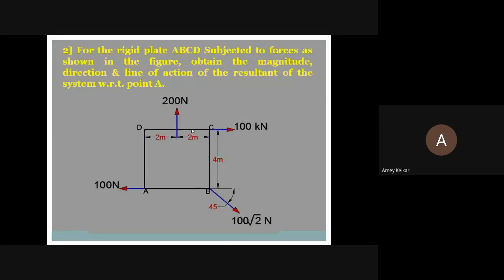So we have a grid plate A, B, C, D, which is subjected to a number of forces. We want to find the magnitude and direction and line of action of the resultant with respect to point A. The importance of this sum is that this example can be solved without a calculator. It is a CET type example.